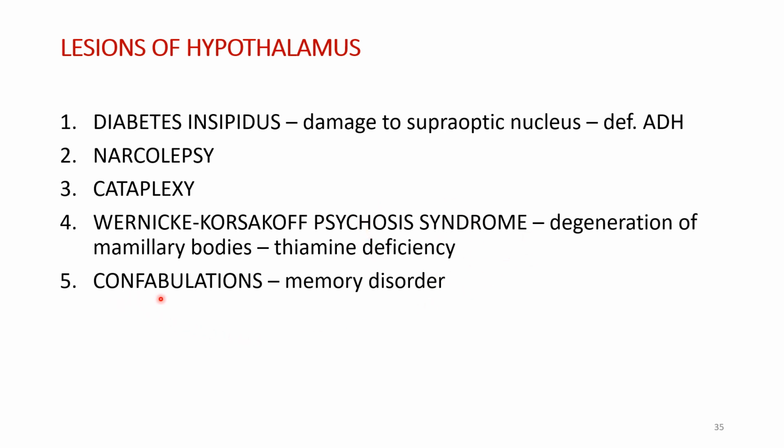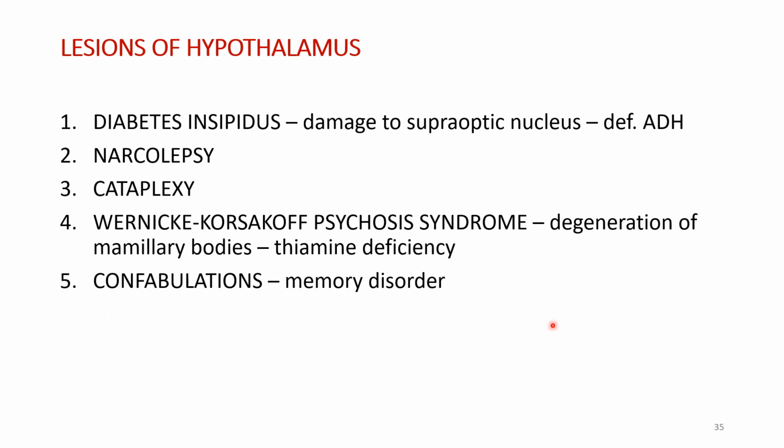Then the last lesion is confabulation. It is a memory disorder. The person will tell fabricated, distorted words, and he will tell about events which have never occurred. This is called confabulation. So the lesions of the hypothalamus are five: diabetes insipidus, narcolepsy, cataplexy, Wernicke-Korsakoff psychosis syndrome, and confabulation.